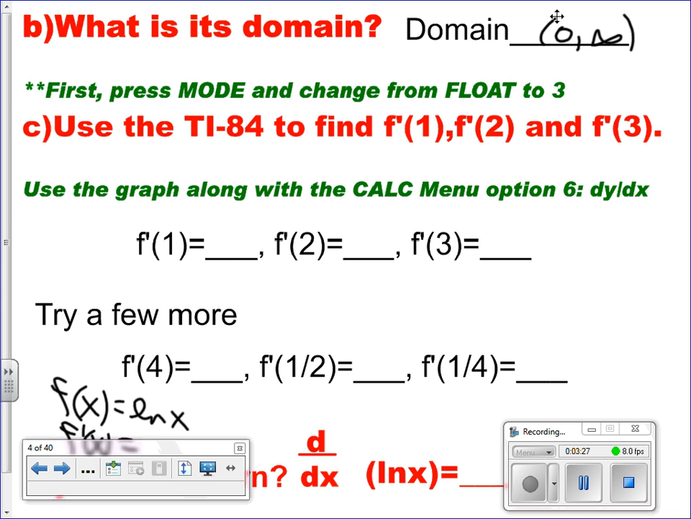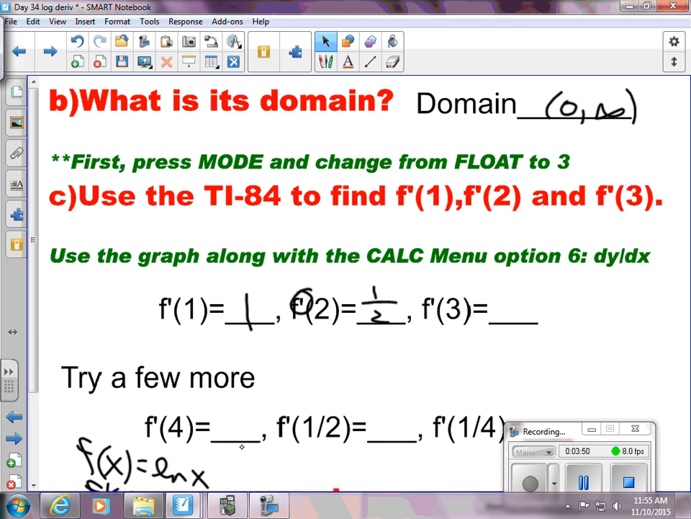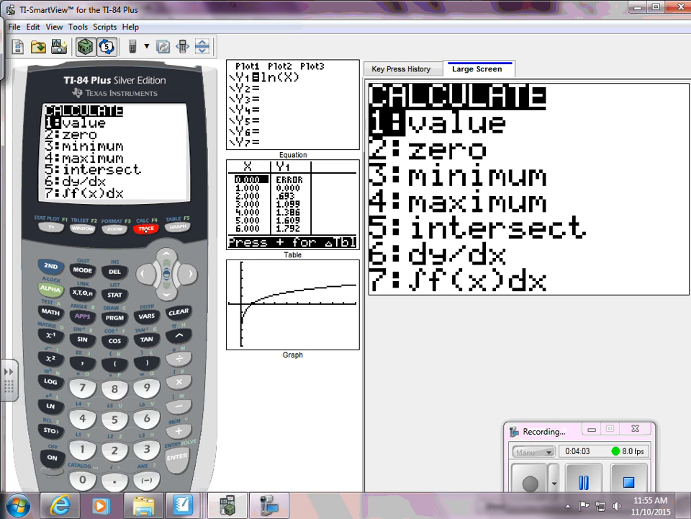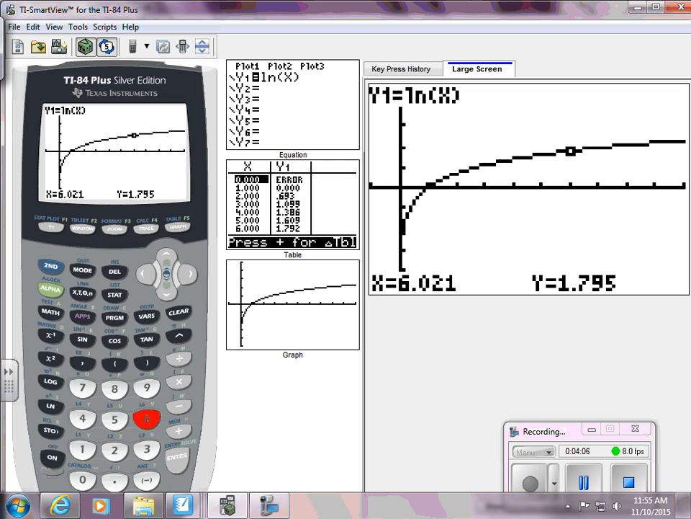So the derivative at 1, you told me was 1. How about at 2? 1/2. Now you get 0.5. Did you get 0.5? You took the ln of 2. I want the derivative. If you get 0.69, let's look at this one together. Here's the ln of x. I want to know the derivative of this function at 2. So I press second trace, option 6, and then I just press 2, enter. And it tells me the derivative there is 0.5.